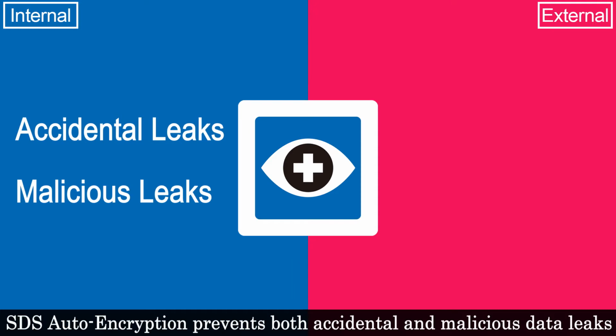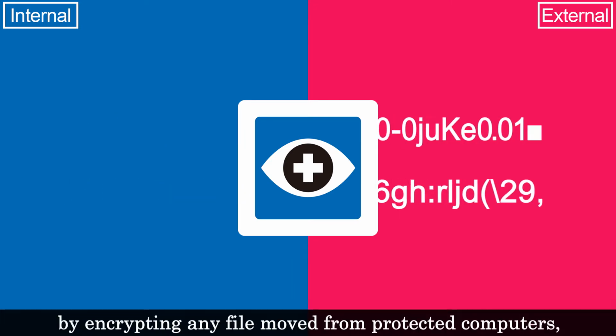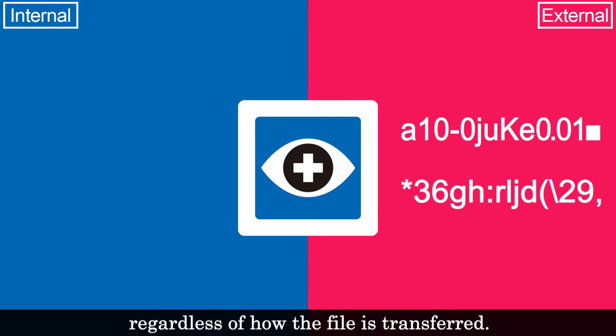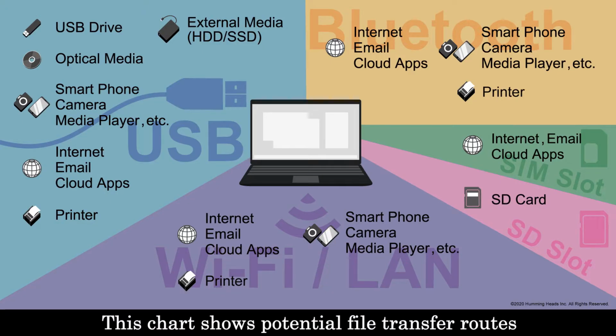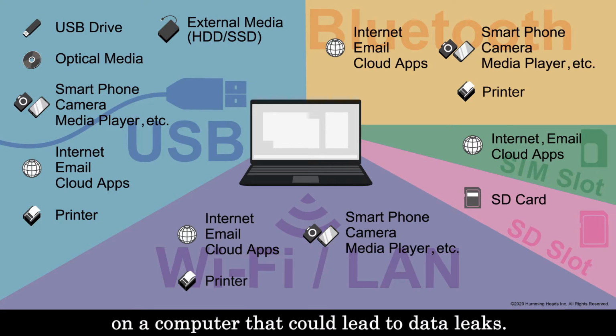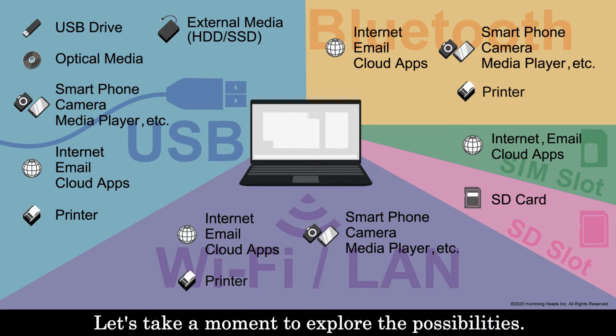SDS Auto-Encryption prevents both accidental and malicious data leaks by encrypting any file moved from protected computers, regardless of how the file is transferred. This chart shows potential file transfer routes on a computer that could lead to data leaks. Let's take a moment to explore the possibilities.